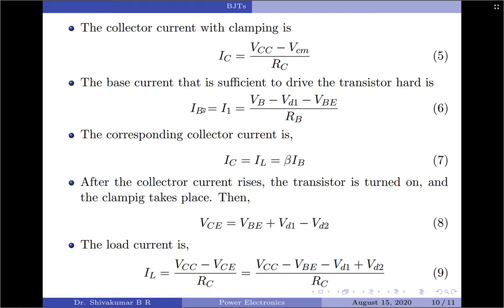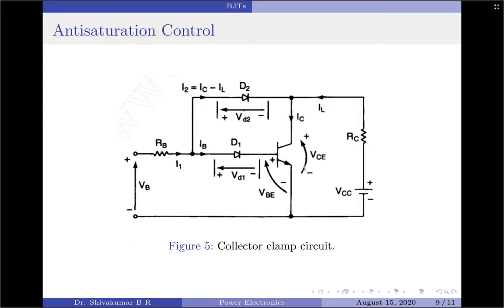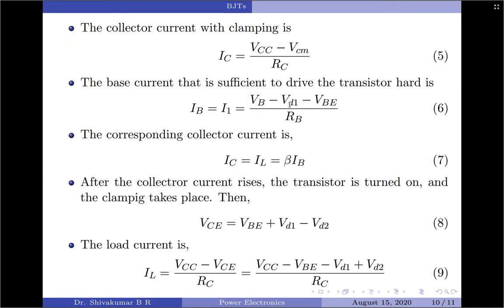So that is what is given here. IB equals I1 equals (VB minus VD1 minus VBE) by RB. Since IB and IC are related by beta, the corresponding collector current, which is equal to IL, is given by beta times IB. Now let us understand this is only when the collector has not yet clamped. The collector gets clamped when the diode D2 is turned on. It will come in the later part of the discussion.